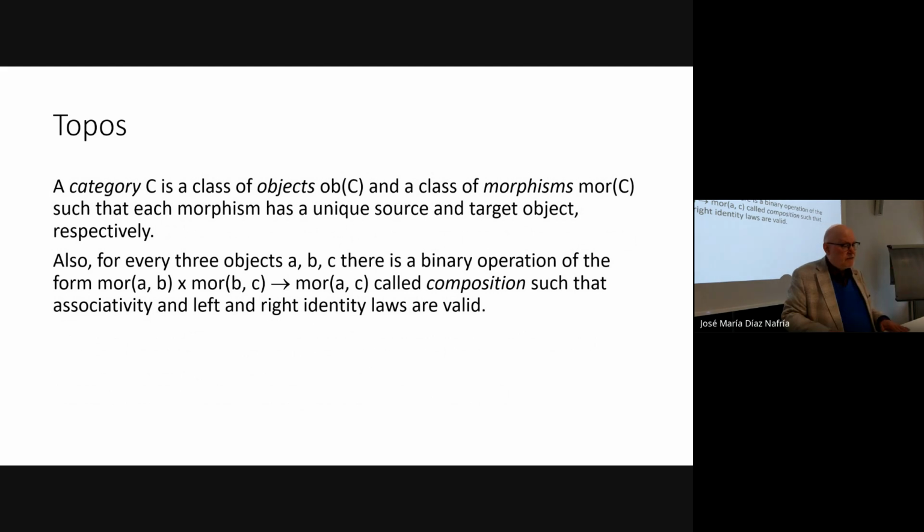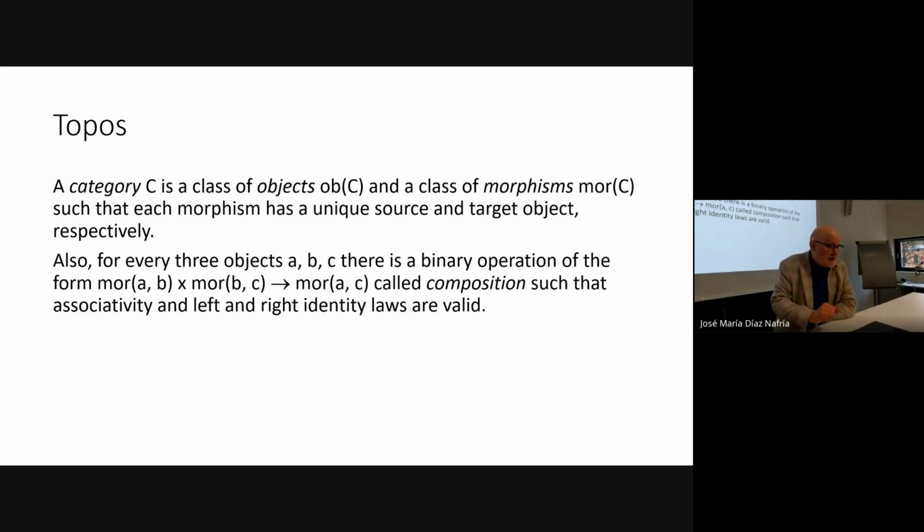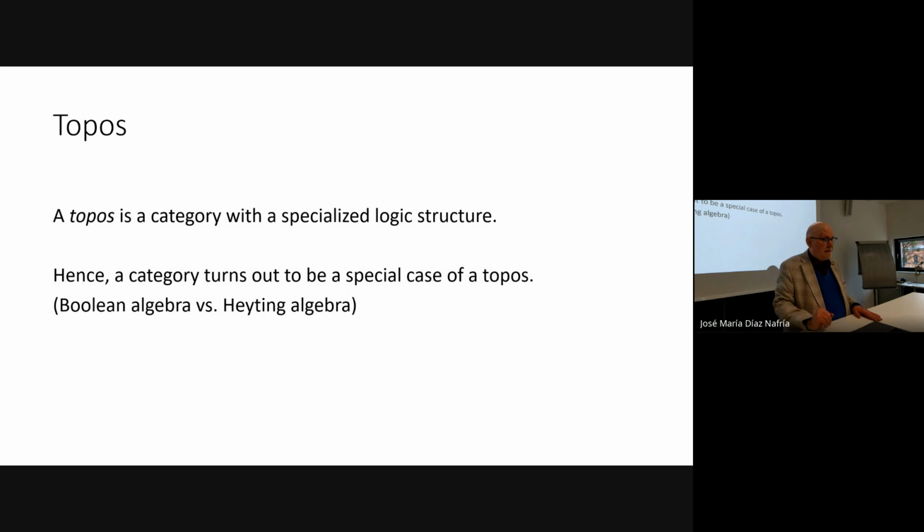So also we have certain rules, and most important is the composition, that is actually the sequential ordering of operations acting on morphisms. So for every three objects A, B, C, there is a binary operation of the form Morph(A,B) × Morph(B,C) is mapped to Morph(A,C), and this is called composition, such that the laws of associativity and left and right identity laws are valid. That is quite straightforward and is a guideline for working with that.